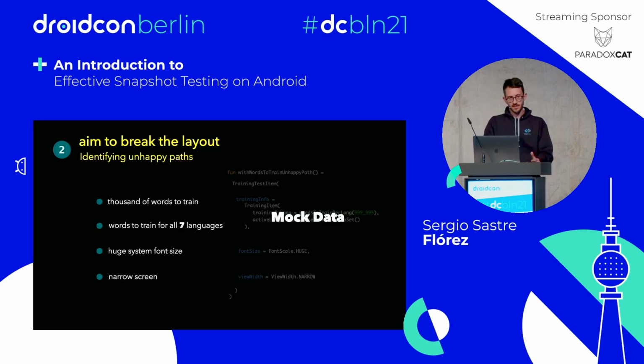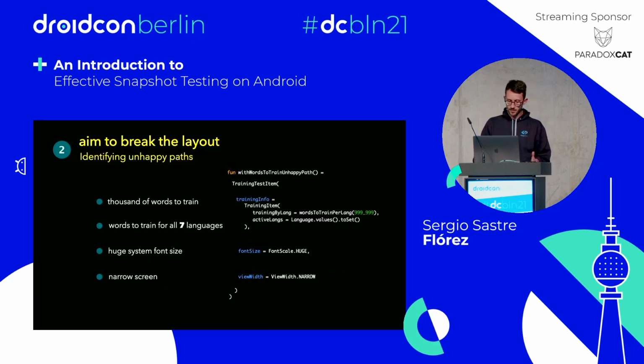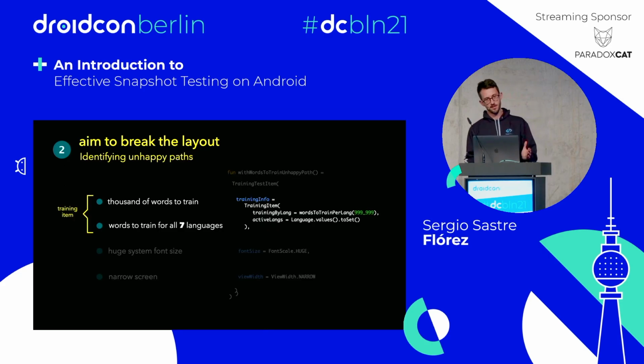Yeah, so let's create some mock data. So this basically would translate into something similar to this in code. We have one part that is the training item. This is the data model we are using in production for our view holder. And apart from that, I'm not going into details here, but you see that we are having 999, more than 1,000 words per language and so on.